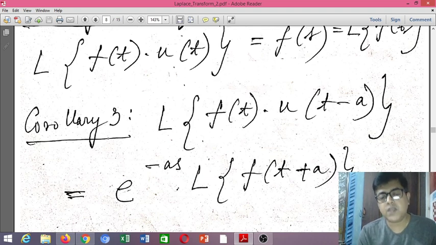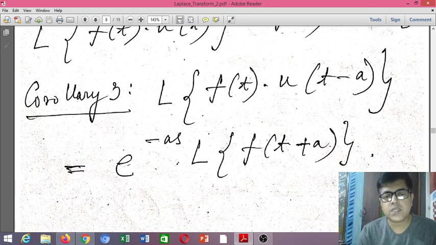Okay, so this is coming as an extension of the statement of the second shifting theorem. This is a very important result, and I'm not going into the proof of this because proof is excluded at this level, but you must remember all these three corollaries. L of f(t) into u(t minus a) can be represented as e to the power minus as into L of f(t plus a). So these three corollaries are very important as far as the second shifting theorem is concerned.